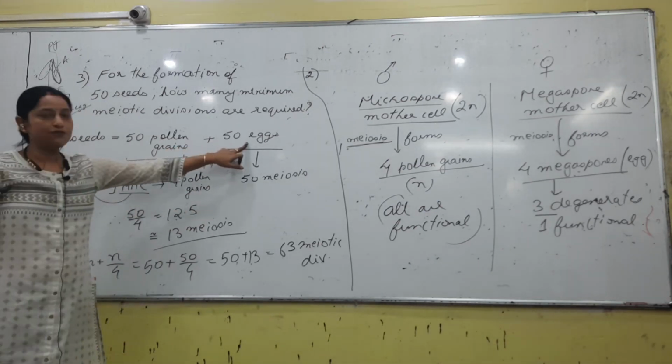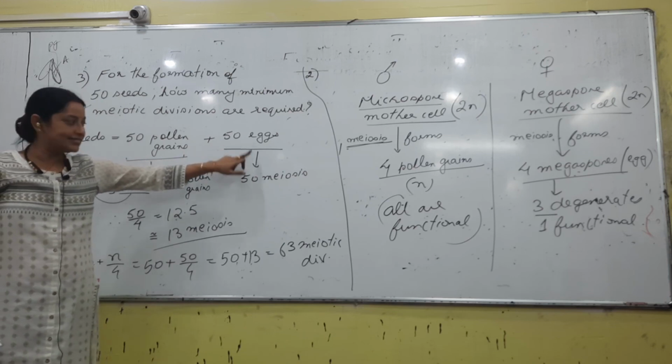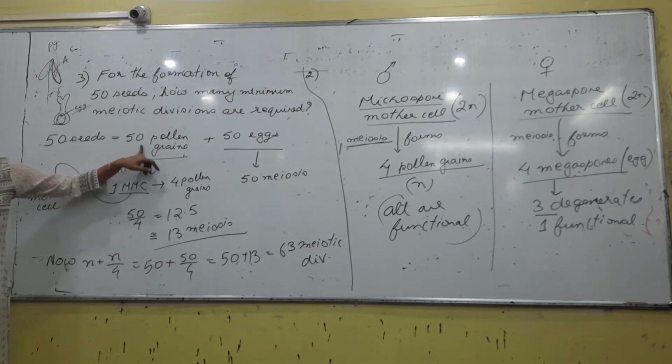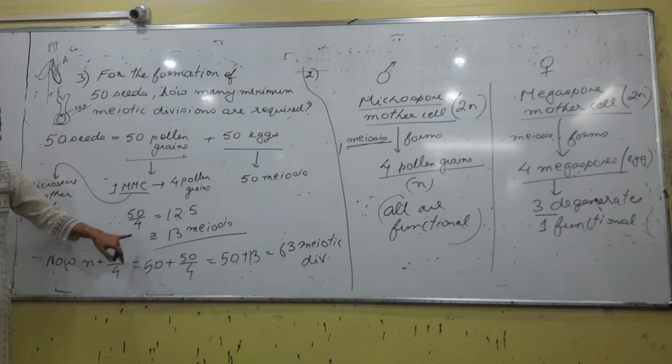So since we are talking about 50 eggs, how many meiosis will be required? 50. And if I say 50 pollen grains, then since one meiosis produces 4, it will be 50/4, right? Is the point clear? Right?